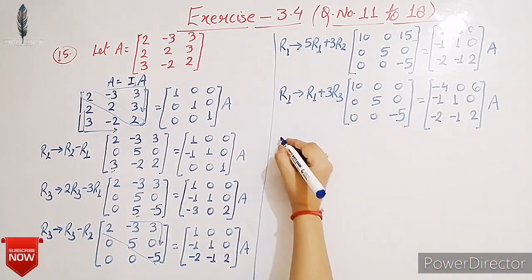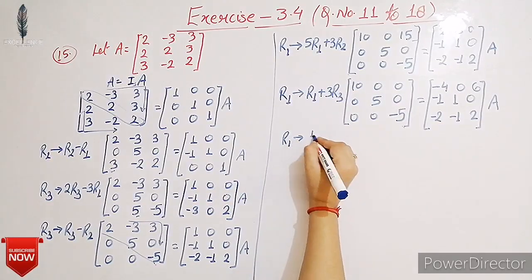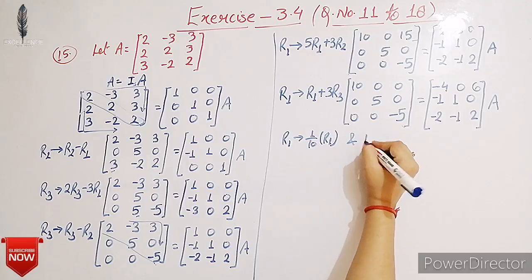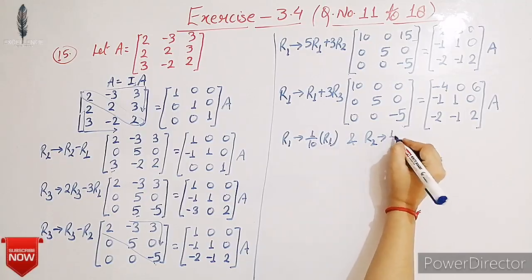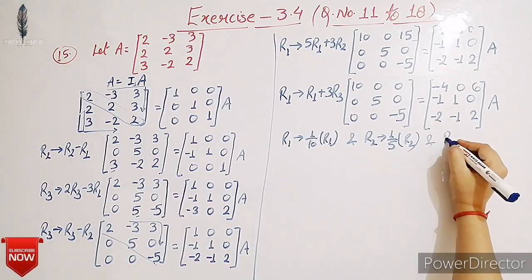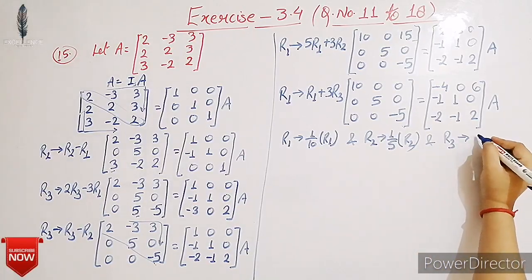Now here main diagonal elements are 10, 5, and minus 5. So clearly R1 is such that 1 by 10 R1 to get 1, and R2 is such that 1 by 5 R2, and R3 is such that minus 1 by 5 R3.